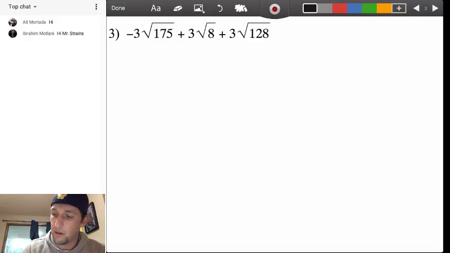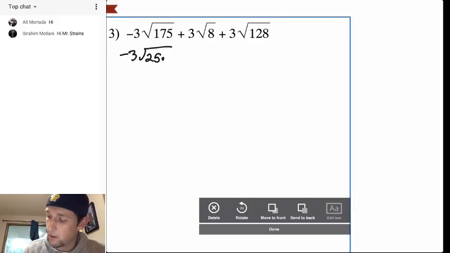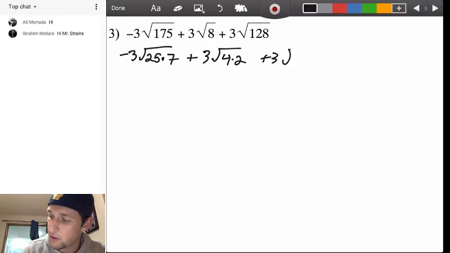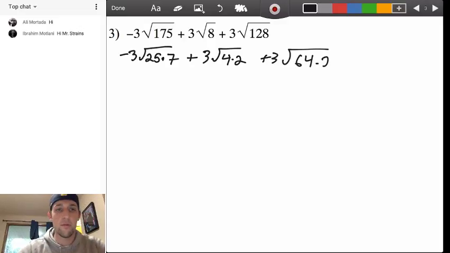So what I'm going to have to do is attempt to simplify every single one of those. Okay, so I get 25 times 7. 4 times 2 will work for my 8. And 64 times 2 will work for my other one, my 128.